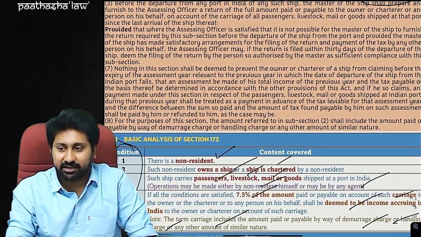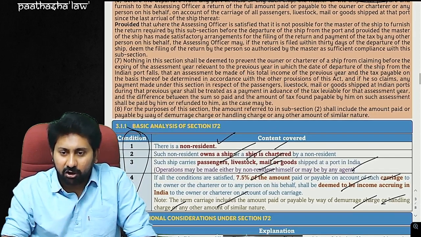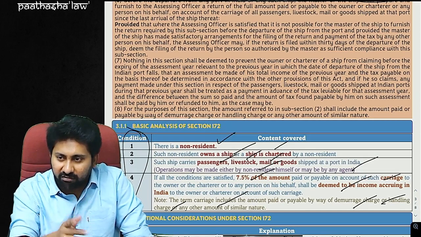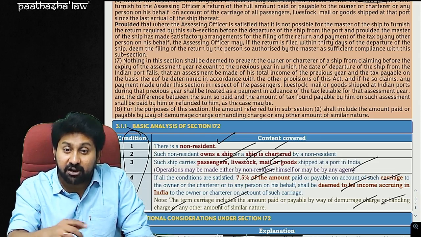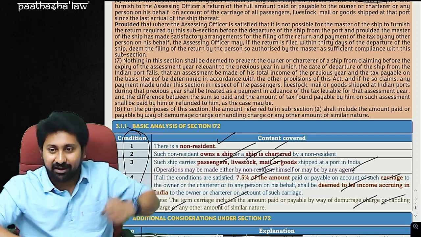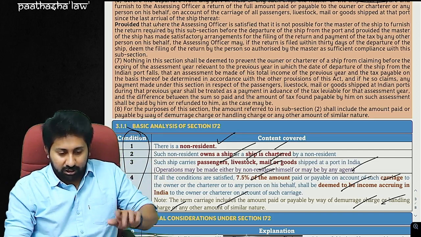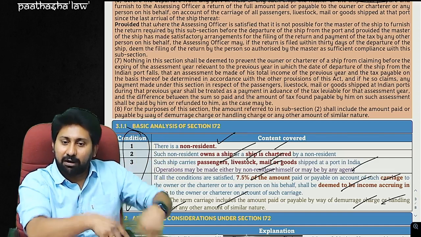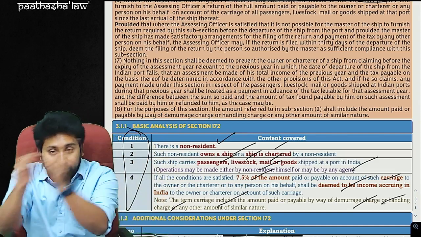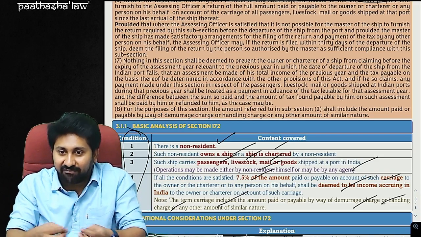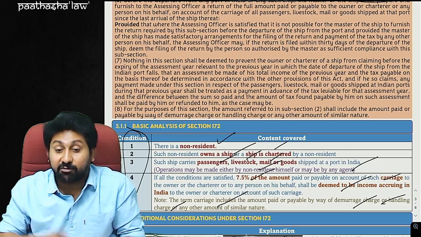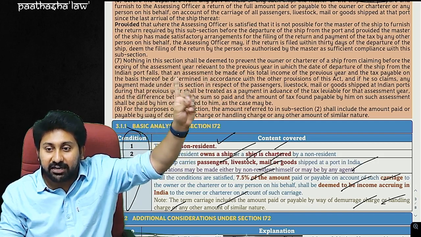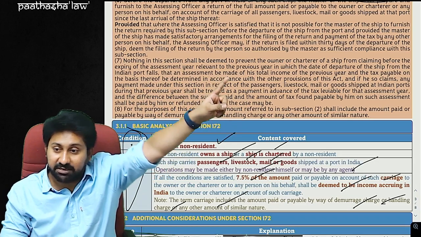Now read this bare act, how easy it will be. Nothing in this section shall be deemed to prevent the owner of the ship or charterer from claiming, before expiry of the assessment year relevant to the previous year... Now you understood? When the ship leaves, under 172 you pay immediately in the same year. Now this year's assessment year came, and other provisions come into place. Other provisions means the income, from the date of departure of the ship, be determined in accordance with other provisions of this Act, meaning 44B.